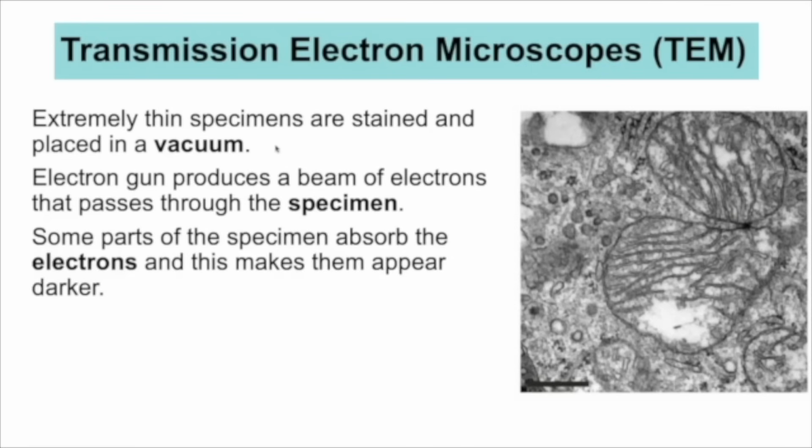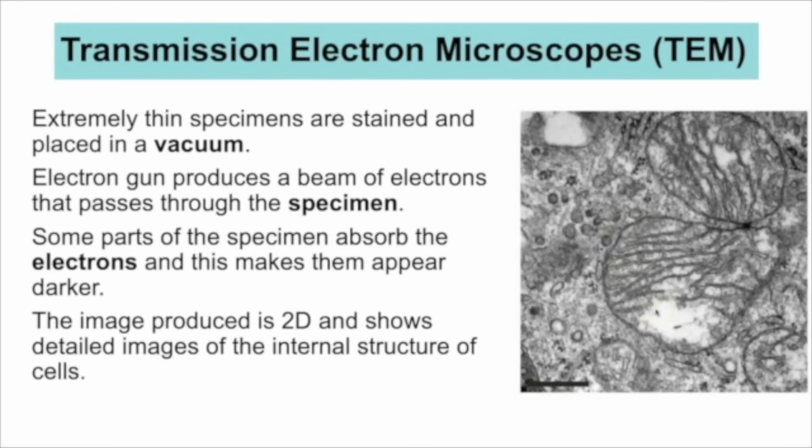Some parts of the specimen will absorb the electrons, and that will make them look darker in the image, and some parts won't and they look lighter. So you get a 2D image because the electrons are passing through. And these are really useful for being able to see the internal structures of cells.